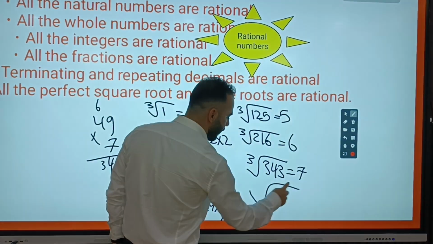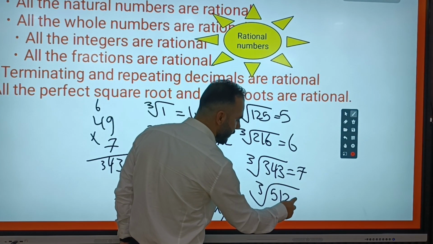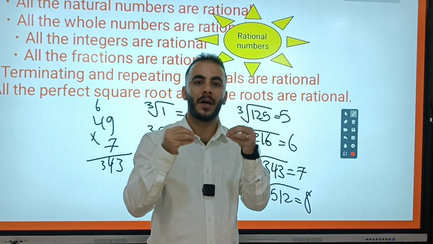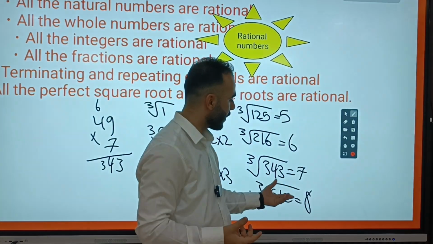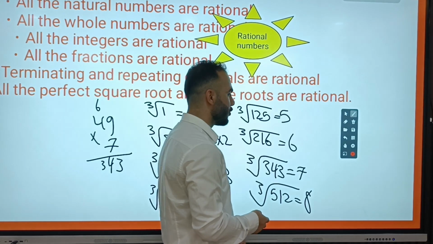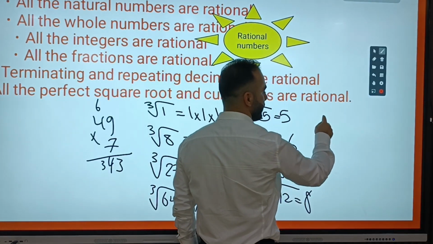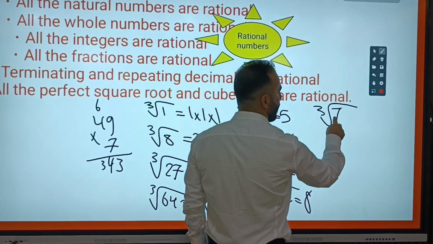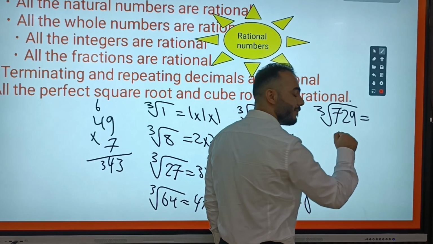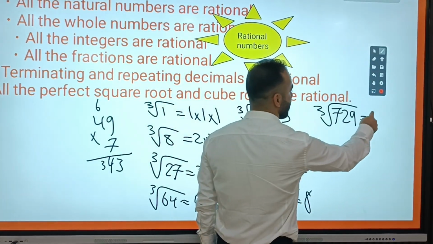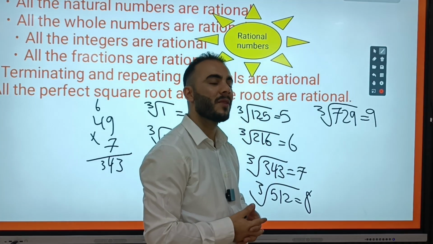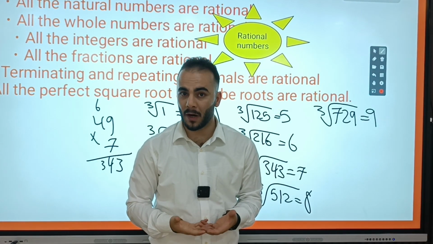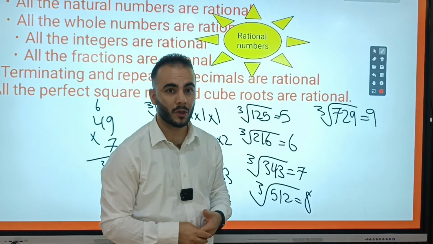And cube root of 512 equals 8. Which means if you multiply 8 three times by itself, you are going to reach 512. And then find the last two that are left. Cube root of 729 equals perfect 9. If you multiply 9 three times by itself, you are going to get 729, because 9 times 9 is 81, and 81 times 9 is equal to 729.